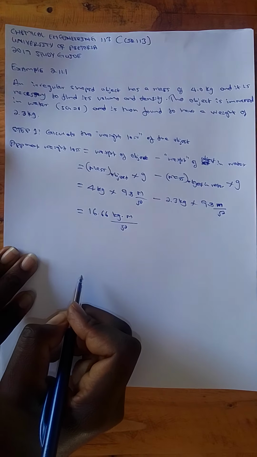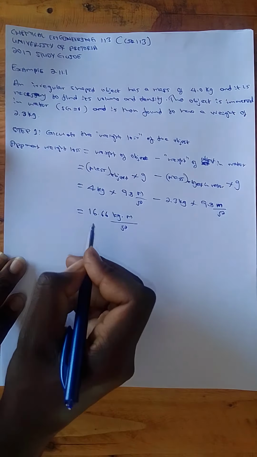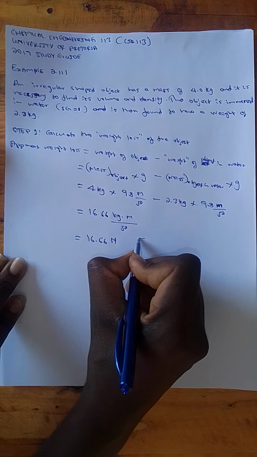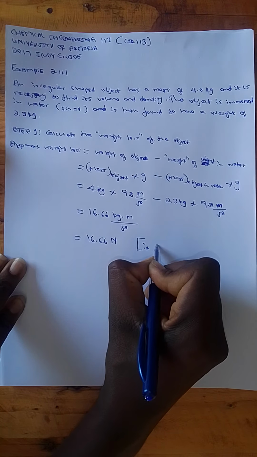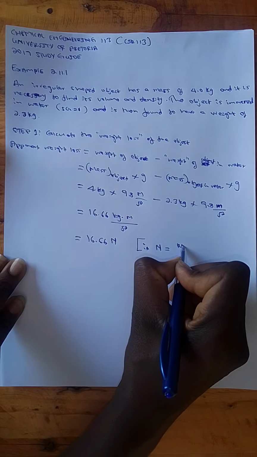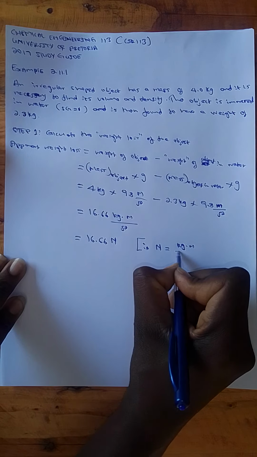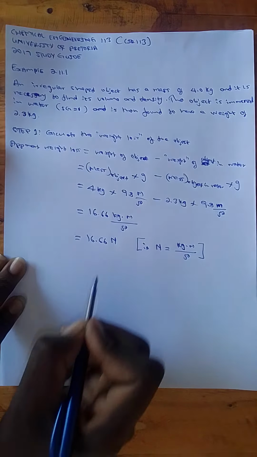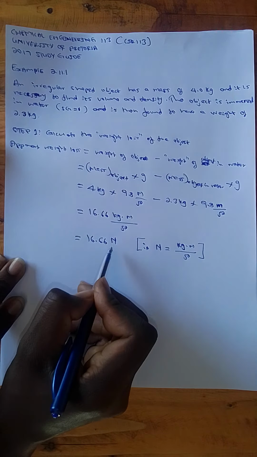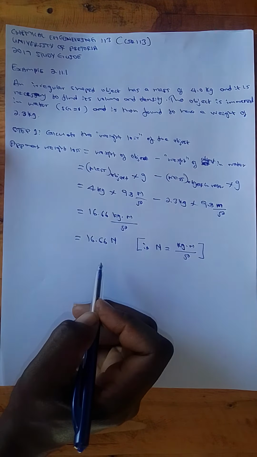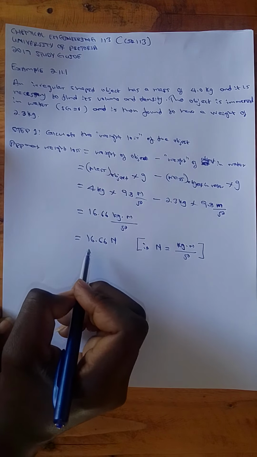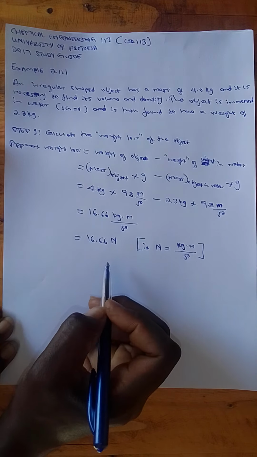per second squared. Now that is the weight, but to make it clearer, we can say it's 16.66 newtons. This is because, let me write in brackets, a newton equals kilograms meters per second squared. So we could easily replace this with a newton here. So the apparent weight loss of the object as a result of the effects of the water is 16.66 newtons.